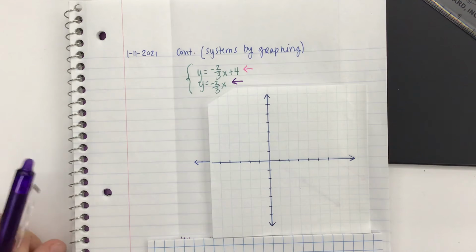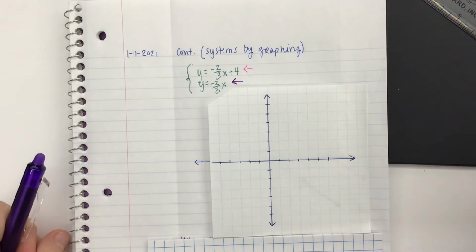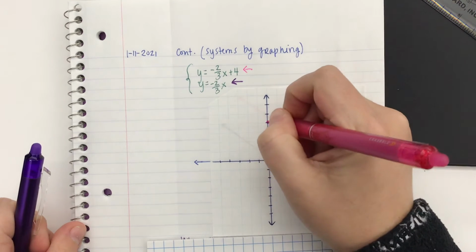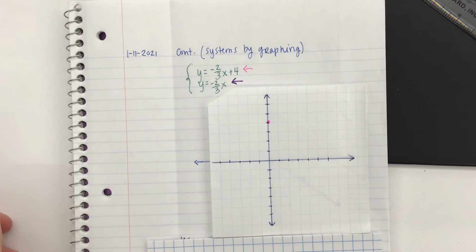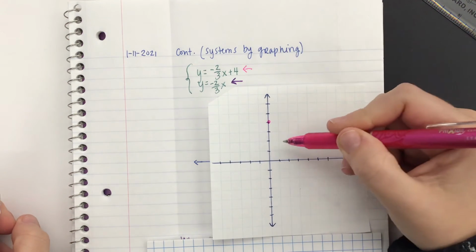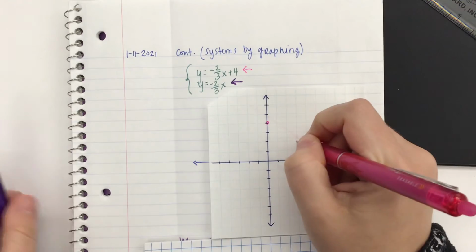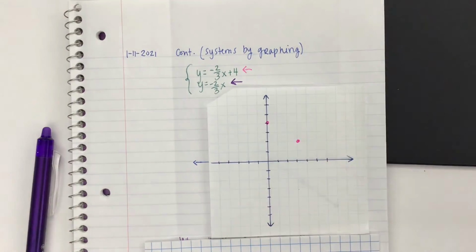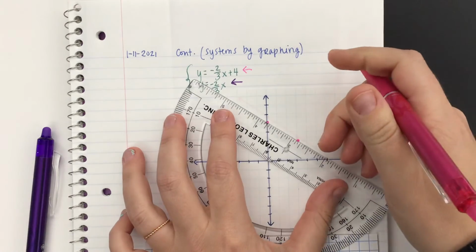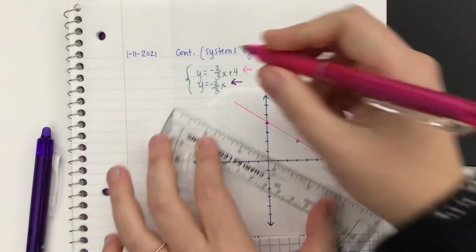Negative 2 over 3x plus 4. So I'm going to go ahead and start at positive 4. 1, 2, 3, 4. I'm going to make my dot. And then I have a slope of negative 2 over 3. So I'm going to go down 2, 1, 2, and over 3, 1, 2, 3. I'm going to make my point. I'm going to take my straight edge and connect the dots.